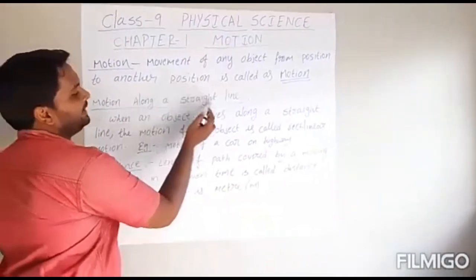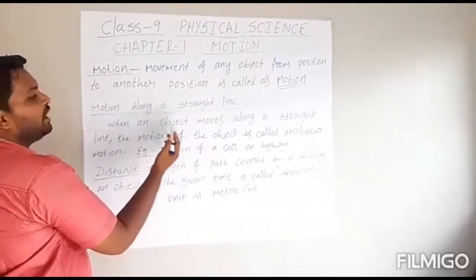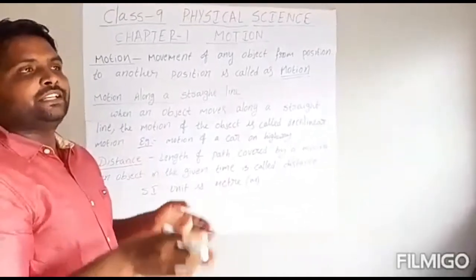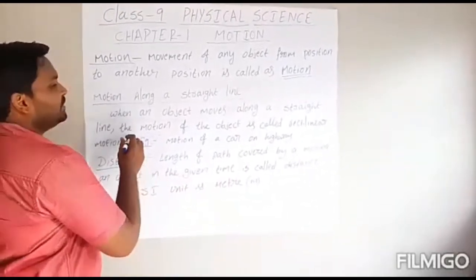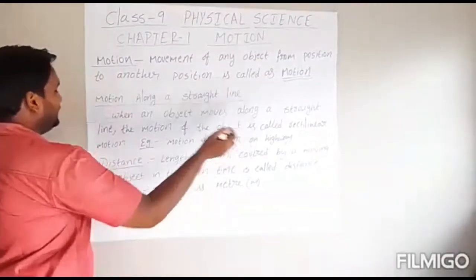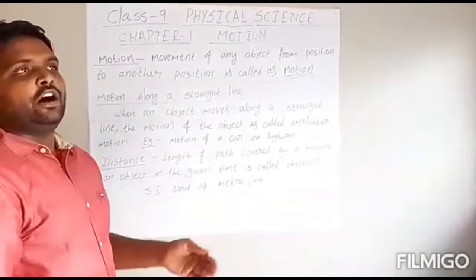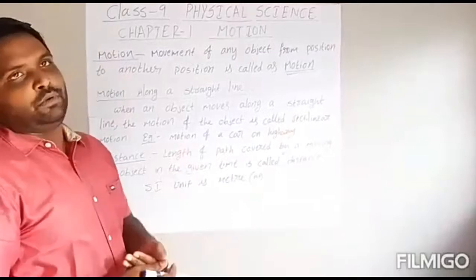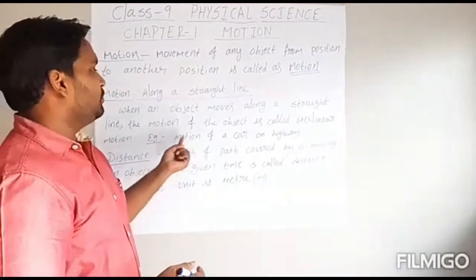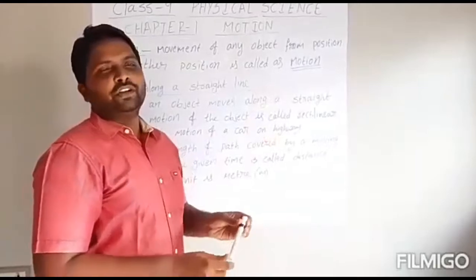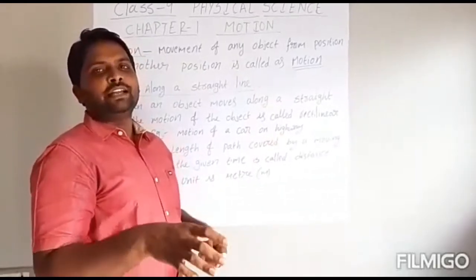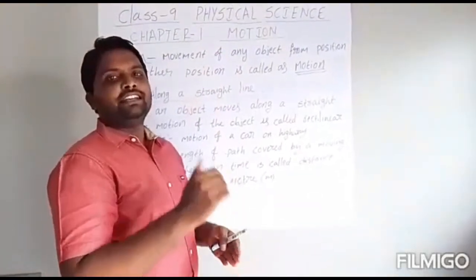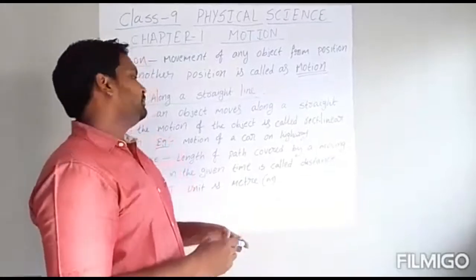Motion along a straight line means when an object moves along a straight line. If any object is moving in a straight line, the motion of the object is called rectilinear motion. For example, if you see here, the motion of a car on the highway. If you observe any car while going on the highway, it will go in a straight line. That motion we can call rectilinear motion. That car was in rectilinear motion.